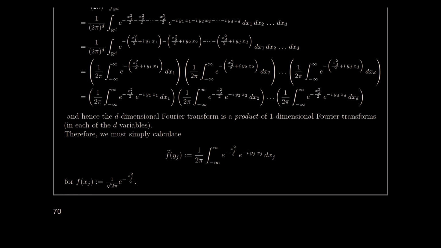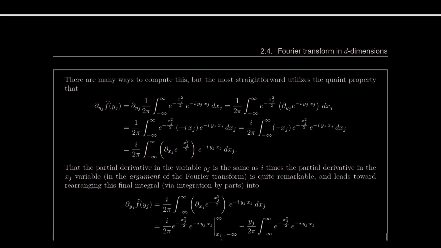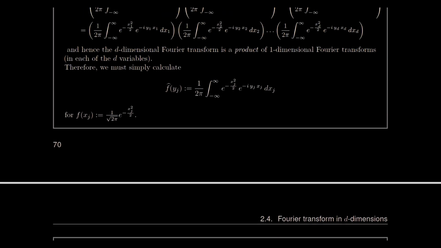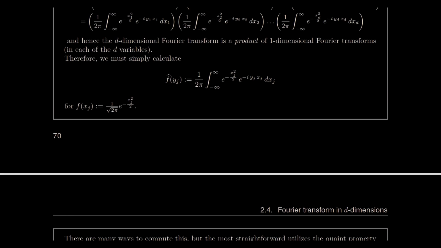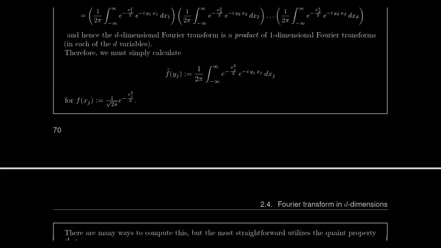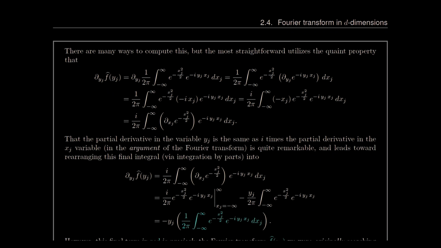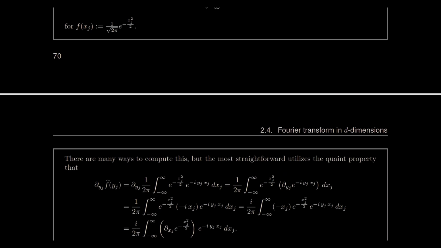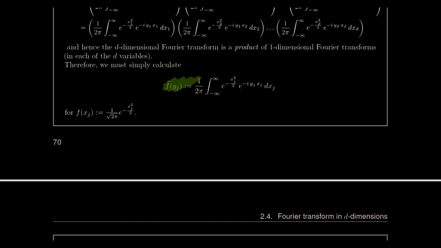Let's see. How can I tell what this integral should look like? What I'm going to do is something very clever, something that you're not going to be expected to necessarily know until somebody shows you that you should do it. We're going to take a derivative of the Fourier transform, a derivative of my one-dimensional Fourier transform. By definition, my one-dimensional Fourier transform looks like this. And I'm going to take a derivative of it in its only independent variable, which is yj.